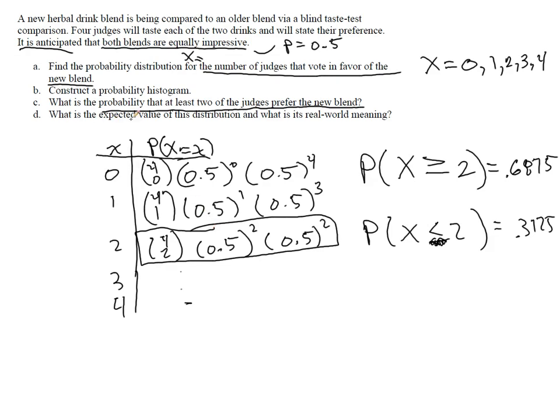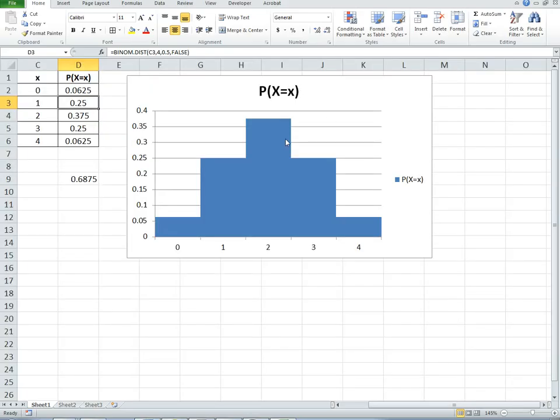And what is the expected value of this distribution? Well, since we have a binomial experiment, this is going to be n times p. Well, if you have 4 judges and you expect 50% of them to vote in favor, that would mean we'd expect on average that exactly 2 judges would vote. And that makes sense because that has the highest probability.